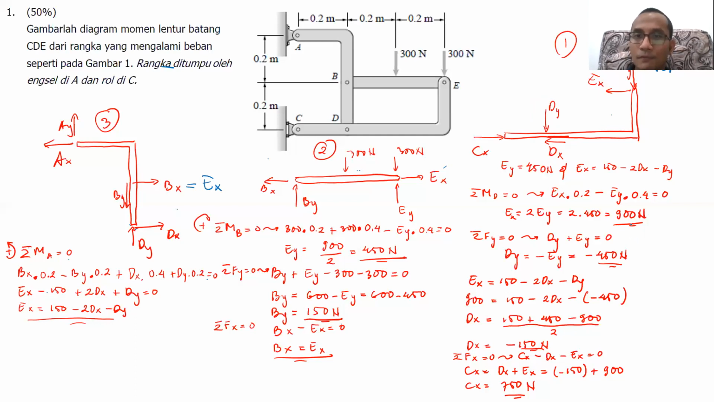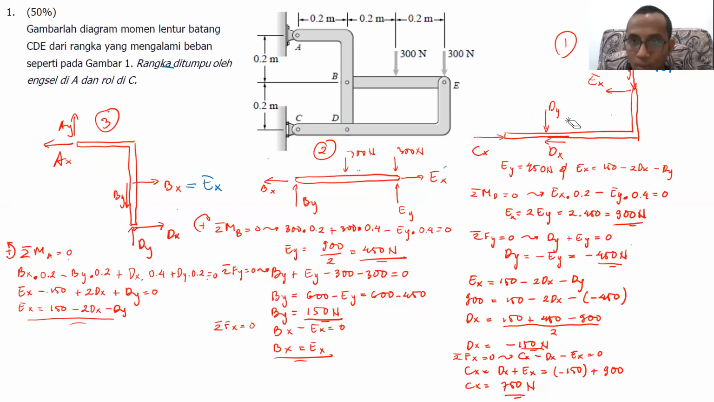If going down is positive, dy plus ey equal to 0. Because of that, we know that dy is minus ey, minus 450 newtons. The meaning of minus there means that the direction is opposite of what I drew here. It's the same value as ey, 450 newtons, but going up. Then after solving dy, we can try to solve for dx and cx.